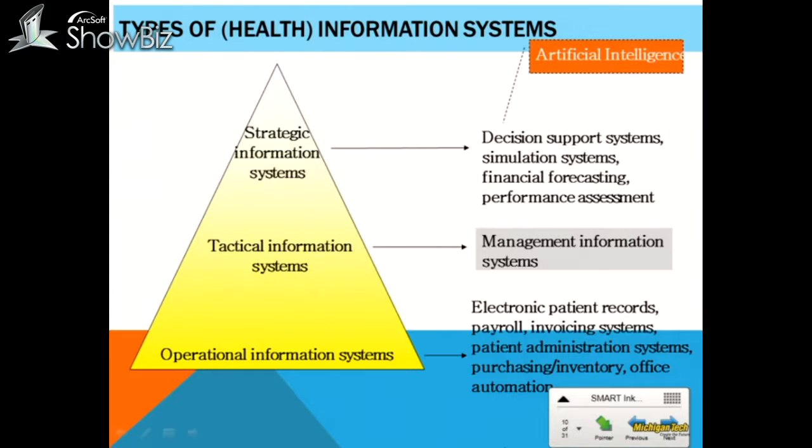Also, we have the tactical information system. That is mainly the management information system. Okay? So also we have the operational information system. This is especially for electronic patient records, payroll, invoicing system, patient administration system, purchase, inventory, and office automation. Okay? These are the three types of health information systems. They have some differences there.